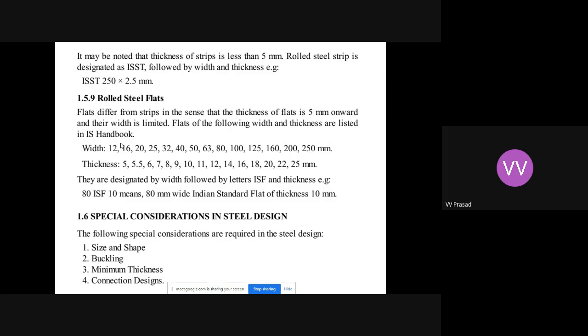So the designation is also the same: 80 ISF, Indian Standard Flat 80. 80 mm is the width and 10 millimeters is the thickness. So 80 mm is the width of the section, 10 millimeters is the thickness of the section.